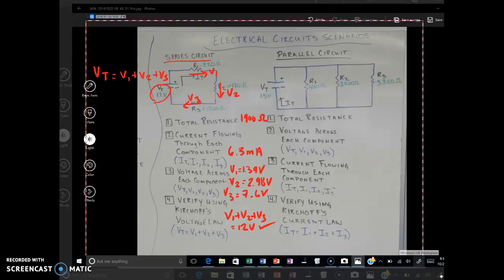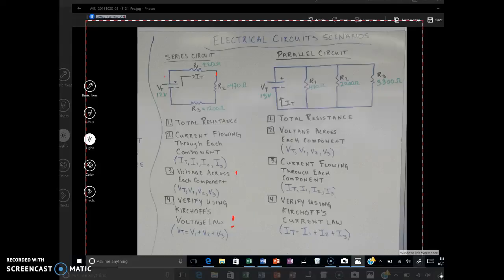Now we can move on to the parallel circuit. So let me go ahead and erase all of this. Okay, so parallel circuit, it gives us the power source is 15 volts. We also have 3 different resistors, but they're arranged in parallel. So the first thing it asks us is to find the total resistance.